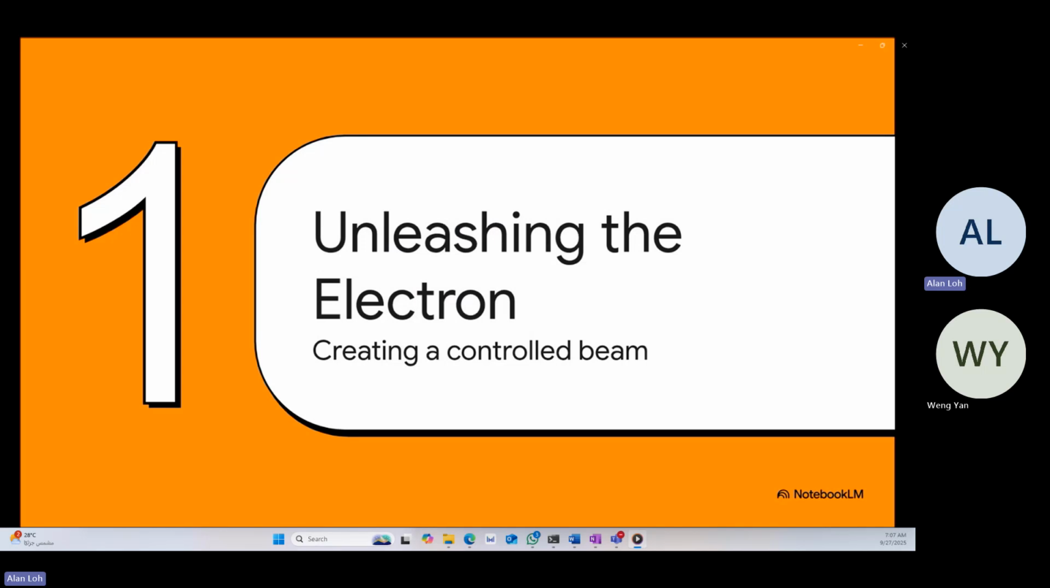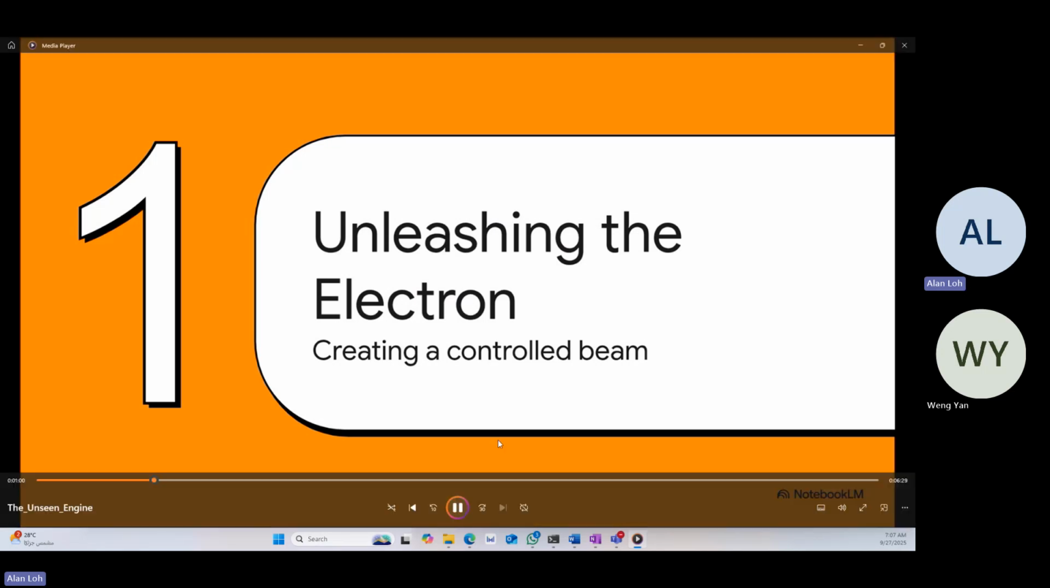Okay, first things first. We need our raw material. And in the world of electronics, we're not mining for gold or oil. We are mining for electrons. Our first challenge is just to get a whole bunch of them together in a controlled way, which means we have to convince them to leave their cozy homes inside a piece of metal.